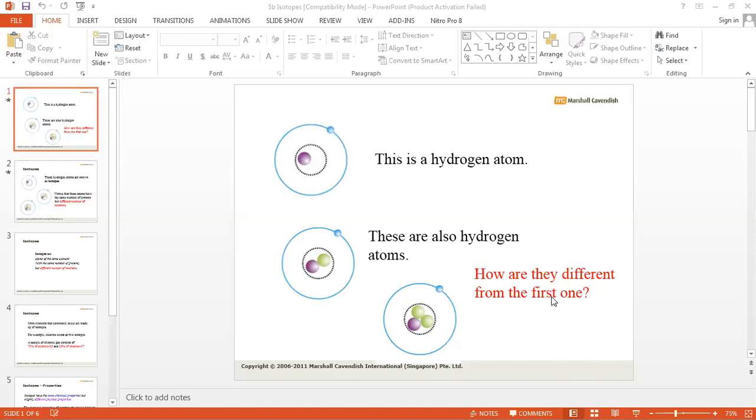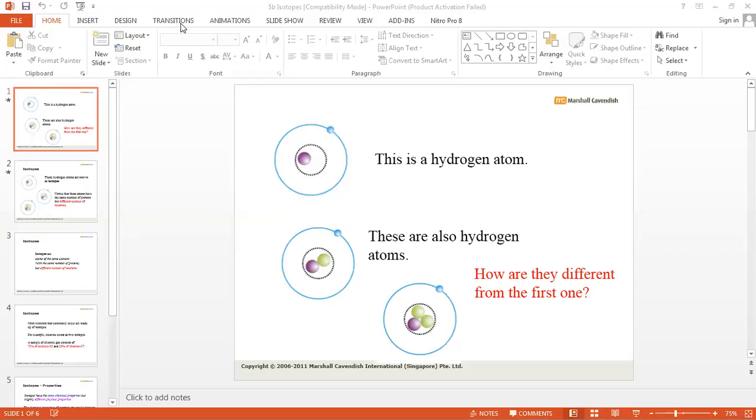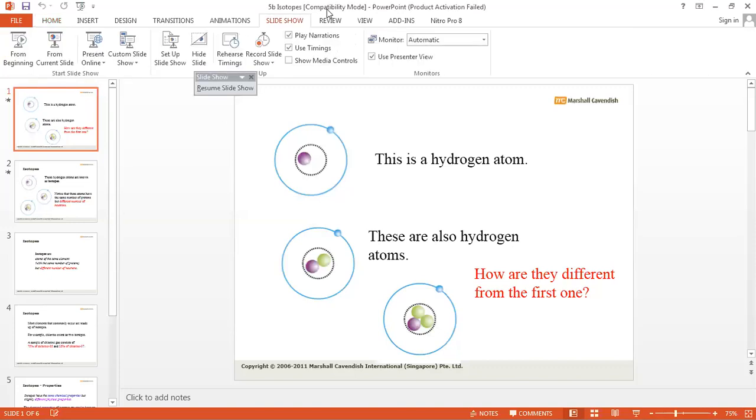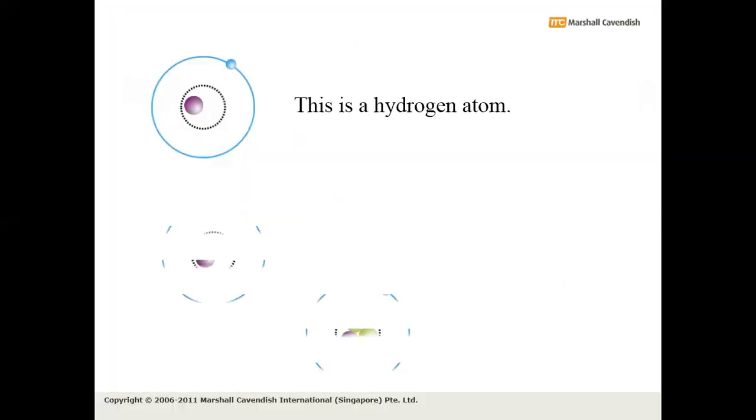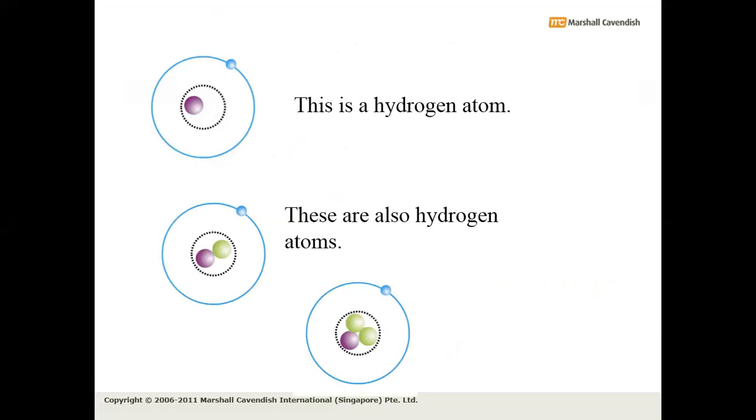Now we are going to study isotopes. From your knowledge of O levels, you know that isotopes are the atoms of the same element with the same number of protons but different number of neutrons.